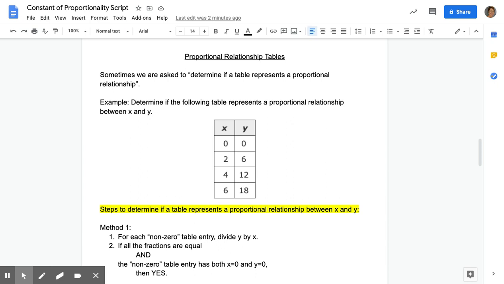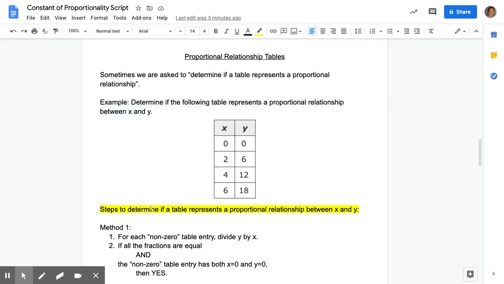In this video, we are going to look at proportional relationship tables. Sometimes we are asked to determine if a table represents a proportional relationship. Example: determine if the following table represents a proportional relationship between X and Y.